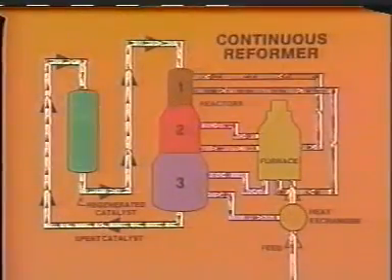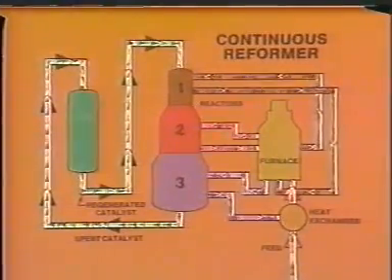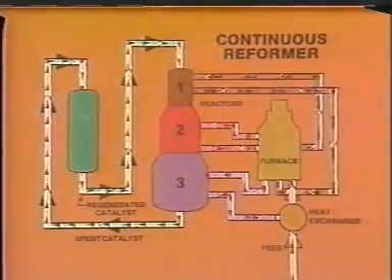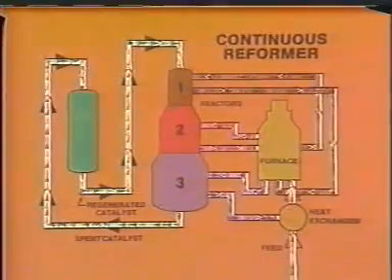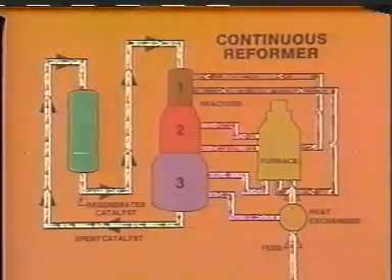A third way to regenerate the catalyst is with a continuous reformer. With this method, a portion of the catalyst is continuously removed to a separate regenerator, where it is cleaned and then returned to the system.